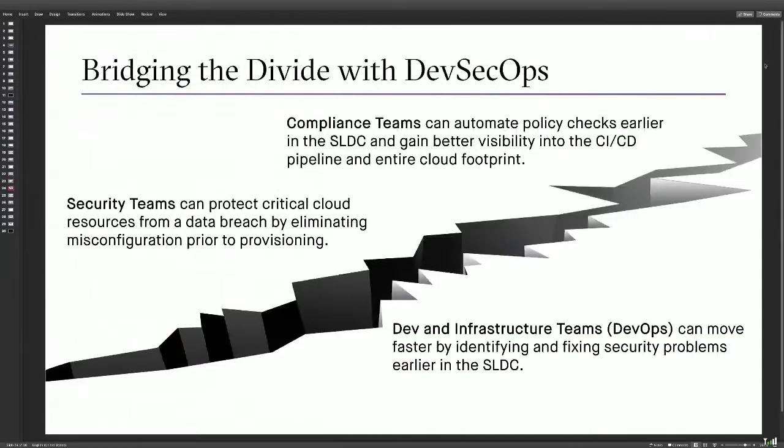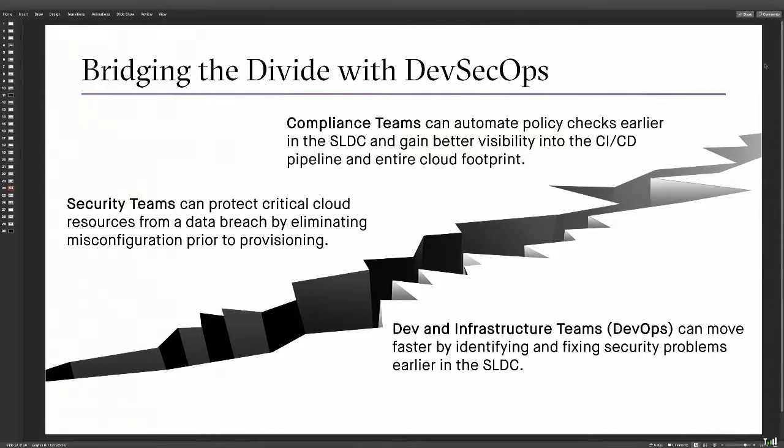And I've been kind of hitting on this theme a lot, but we think it's extremely important on cloud, bridging the divide between these groups. So using this approach, the compliance teams can automate policy checks earlier in the process, so again, shifting left, and gain better visibility into the pipeline. So it gives compliance teams more information sooner, as well as the other teams. Security teams can then assert what policies they need for those environments, which, done properly, where you're doing this process in an automated way all the way through the software development lifecycle, beginning in development, means you can eliminate misconfiguration prior to provisioning and production.